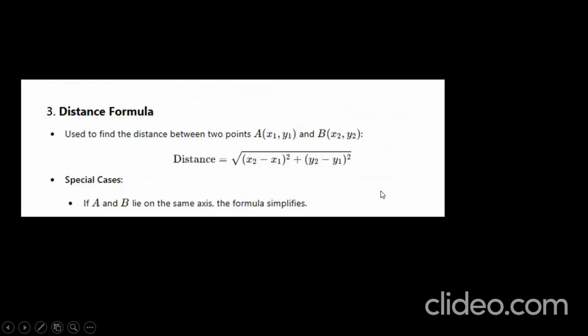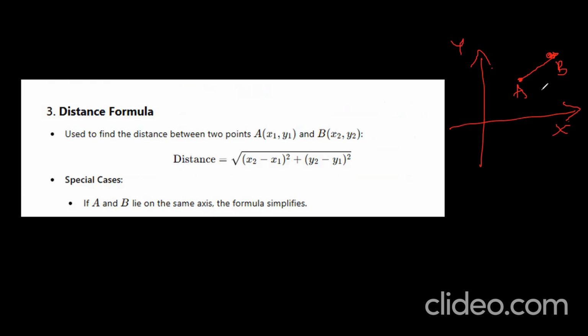Now I am taking 2 points in the plane, A and B. This is my Cartesian plane, x and y. I want to calculate the distance between these 2 points. Say they have the ordered pairs A of x1, y1 and B of x2, y2. This can be derived, but I am not deriving it; I am moving directly to the formula. The distance between these 2 points is the square root of x2 minus x1 whole square plus y2 minus y1 whole square.